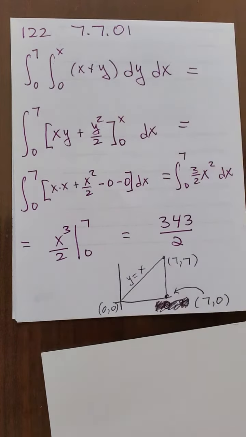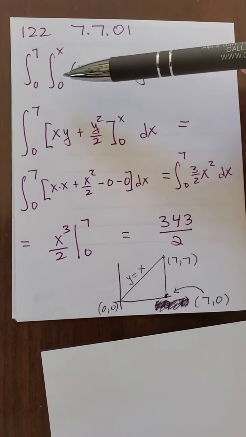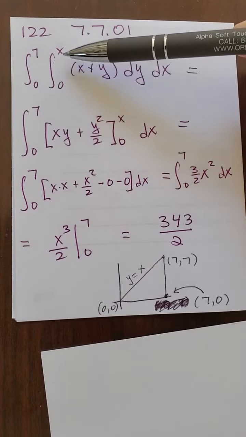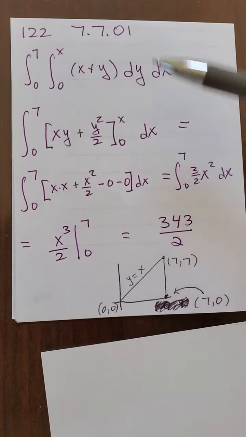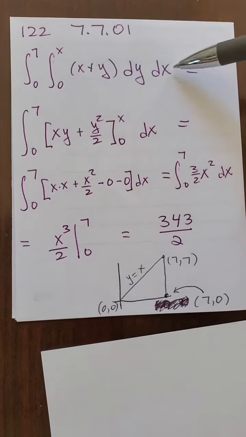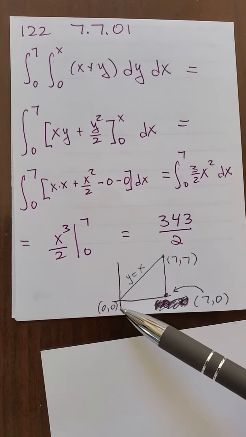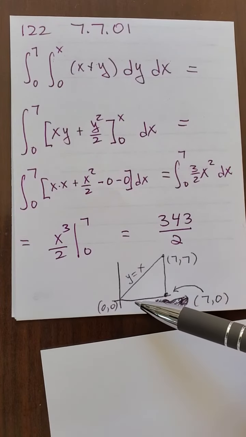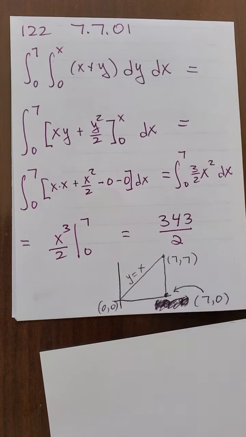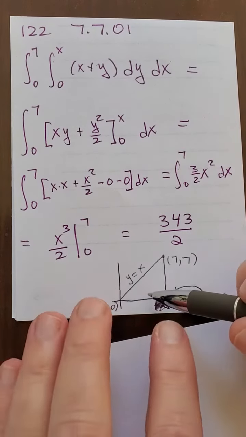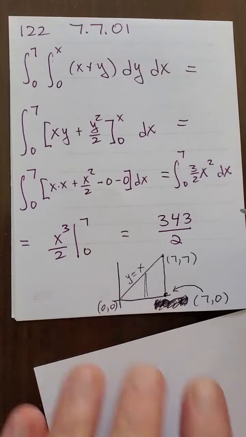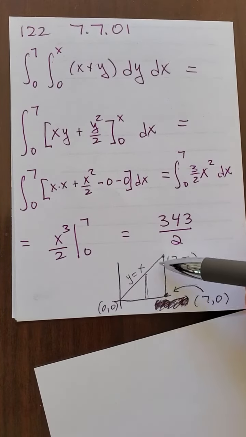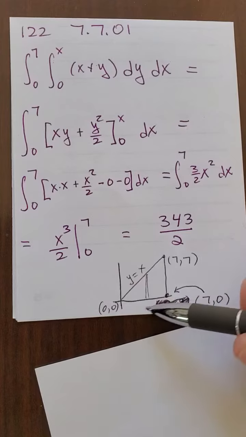Y is going between the curve y equals 0 and the curve y equals x, whereas x is just going unfettered from 0 to 7. So x is going from 0 to 7, but y is going from 0 up to x. So y just goes from 0 up to x, and that winds up becoming this whole triangle here.